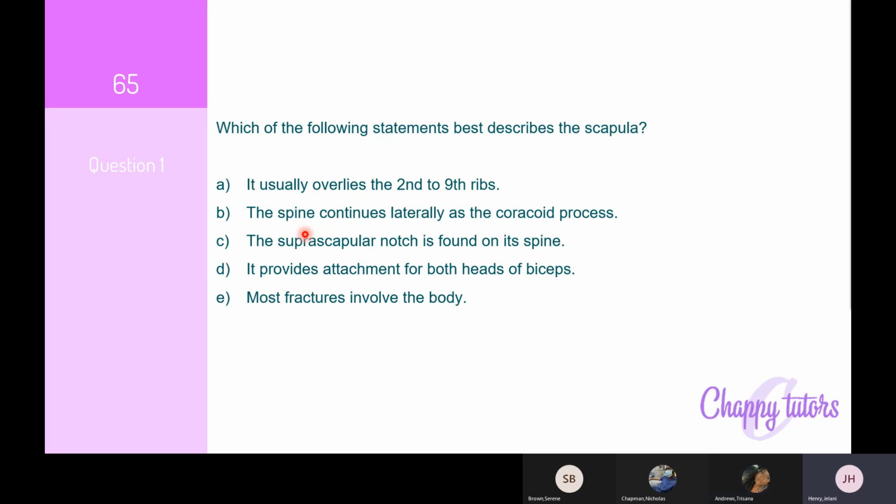C, the suprascapular notch is found on its spine. Is that correct? Wrong. It's on that top part, like before you get to the acromion process. So that's wrong, I think. Right. It's along the superior border. That's it, the superior border.